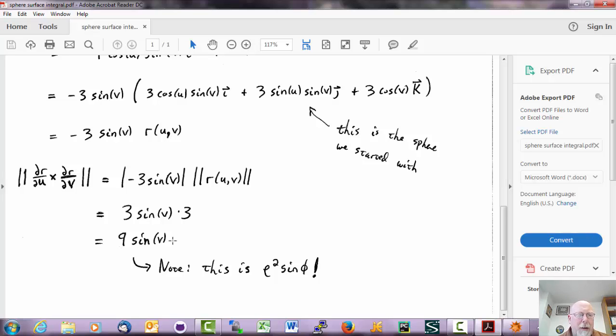I want to observe a couple of things about this. One is that the radius of that sphere is 3, so this is actually the same thing as the radius squared sine v, or rho squared sine v, which may look familiar. That's the factor we use when we do triple integrals in spherical coordinates. It's not a coincidence at all, and that's related to the following idea. Remember that this thing right here, the magnitude of dr du cross dr dv, is supposed to be an area, a surface area.